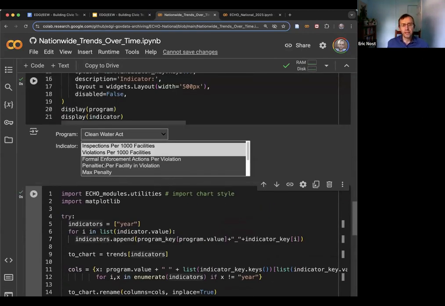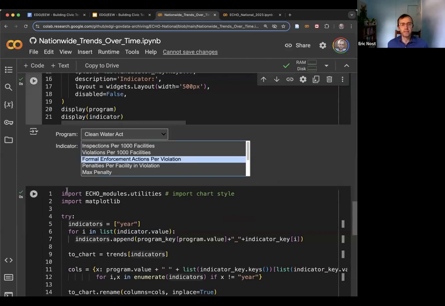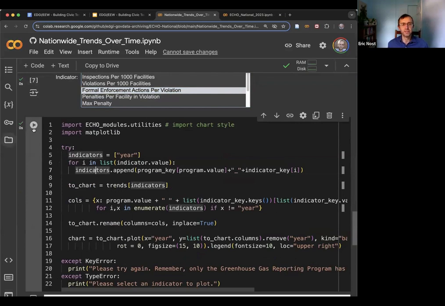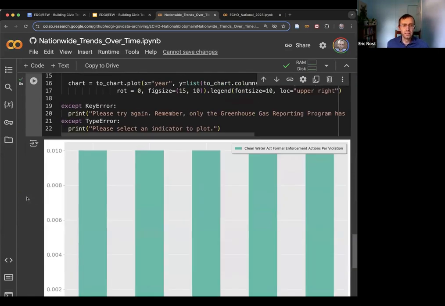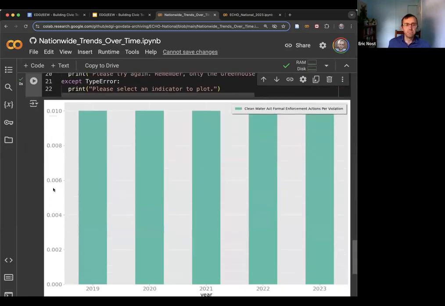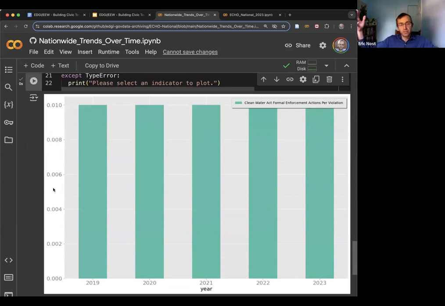It's also worth looking at enforcement actions and penalties here. So we'll take a quick look at enforcement actions and see what that looks like. So we see, just given the high number of violations in the Clean Water Act that are in many cases being generated automatically, a very low rate of enforcement actions like penalties and written orders per violation. So 0.01 there.